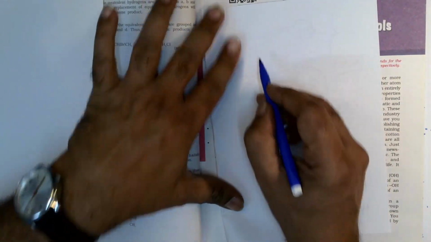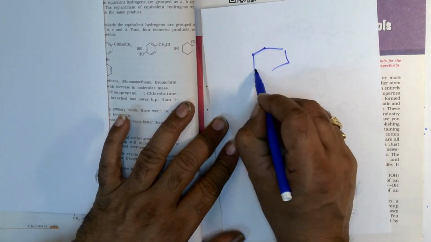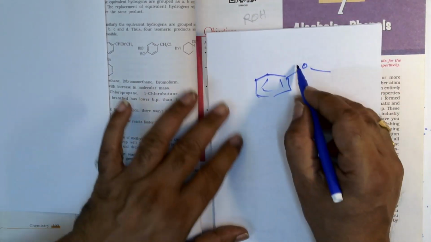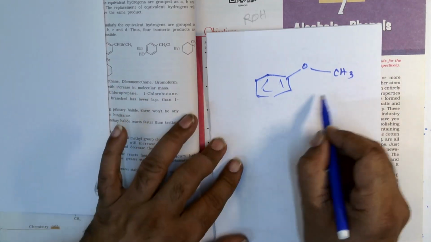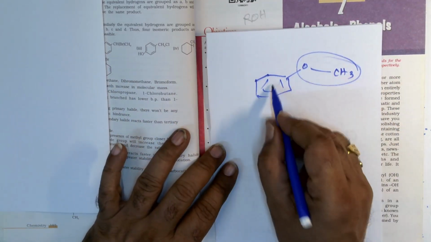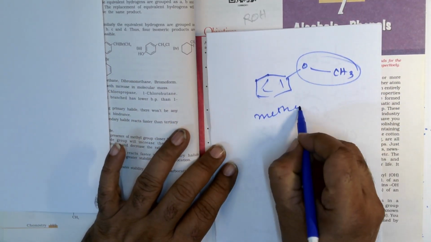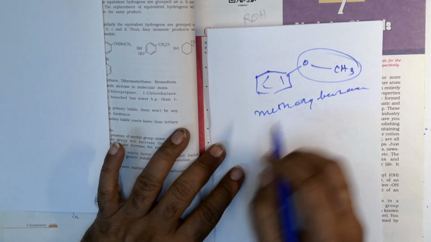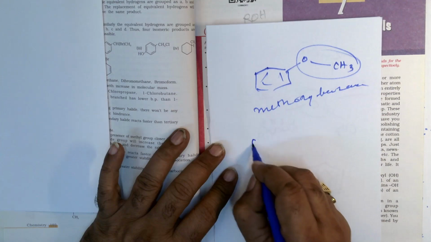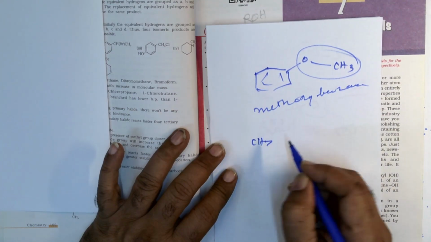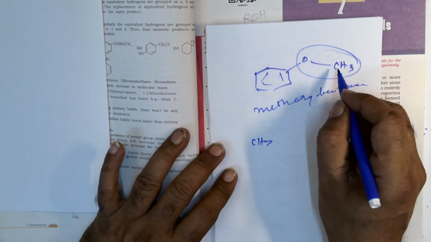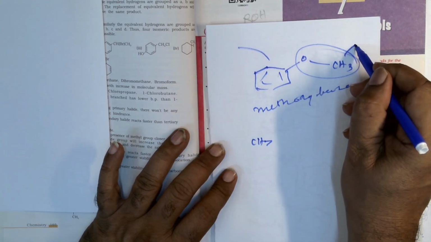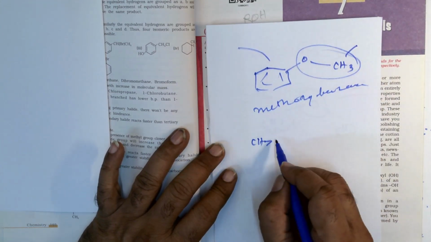For example, you have a benzene ring where you can attach the oxy group through CH3. In that case, this should be called methoxybenzene. So as far as ether is concerned, we have a mixed type of ether. On one side you have an aromatic compound, on the other an aliphatic one. So it is a mixed type of ether.